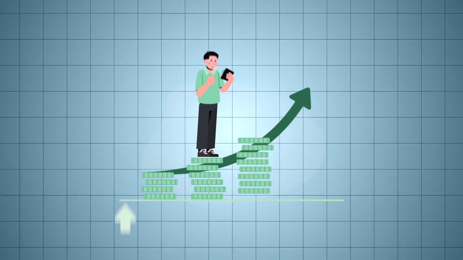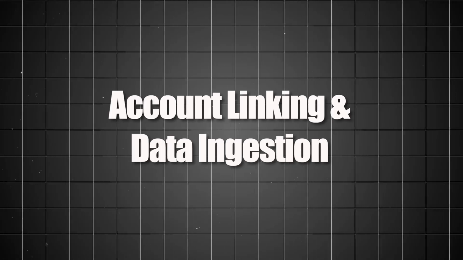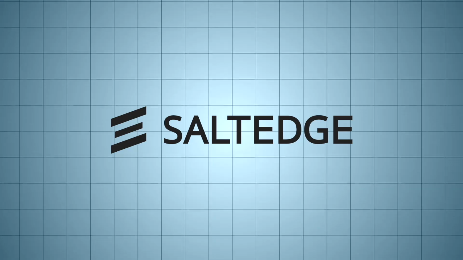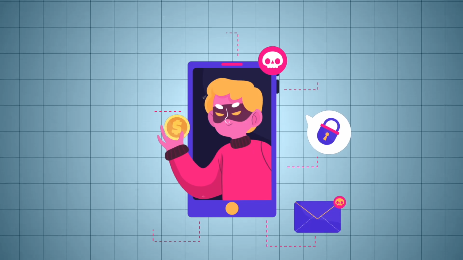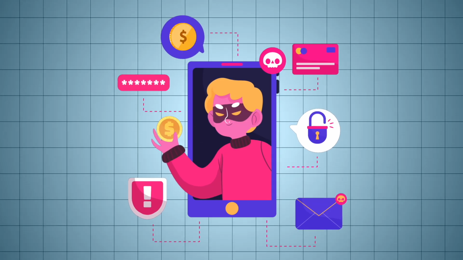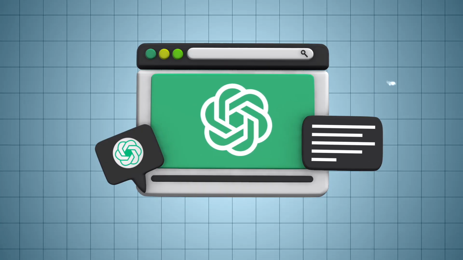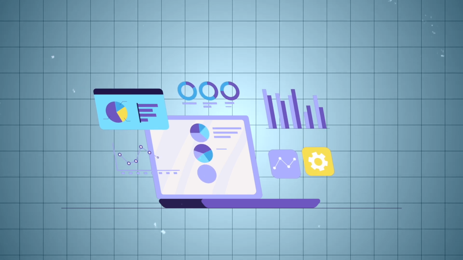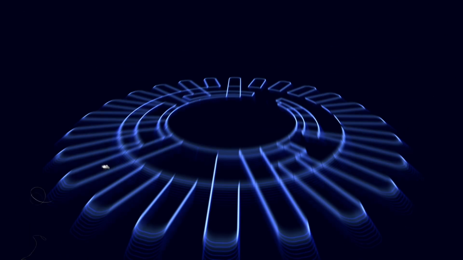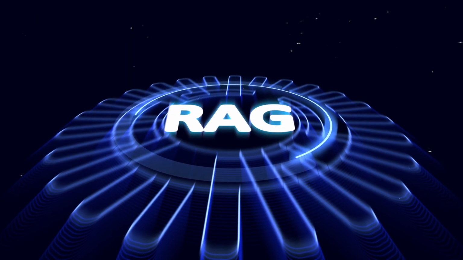To build this, you need a pragmatic tech stack that balances speed and security. Account linking and data ingestion: Plaid, TrueLayer, or Salt Edge for bank connectivity. Data storage and processing: encrypted Postgres for transactional data, plus a vector DB for semantic queries. LLM/AI layer: OpenAI, Anthropic, or a hybrid with domain-specific models for advice generation and natural language responses. Use Retrieval Augmented Generation, RAG, to ground advice in user data and policy docs.